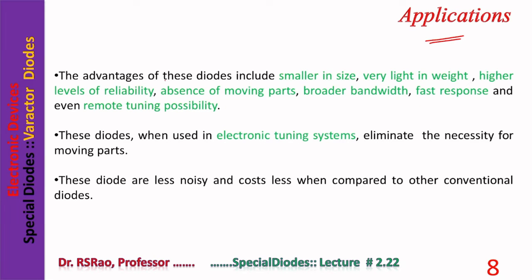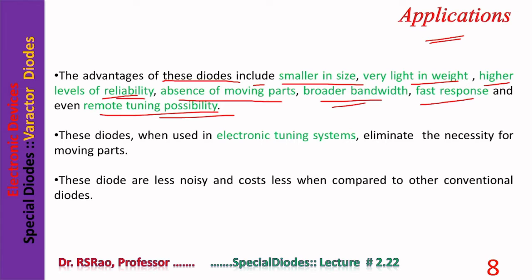Applications. The advantages of these diodes include smaller in size, very light in weight, higher levels of reliability, absence of moving parts, broader bandwidth, fast response, and even remote tuning possibility. These diodes are widely used in electronic tuning systems like in domestic TV sets, in radars, etc. When used in electronic tuning systems, they eliminate the necessity for moving parts. These diodes are less noisy and cost less when compared to other conventional diodes.